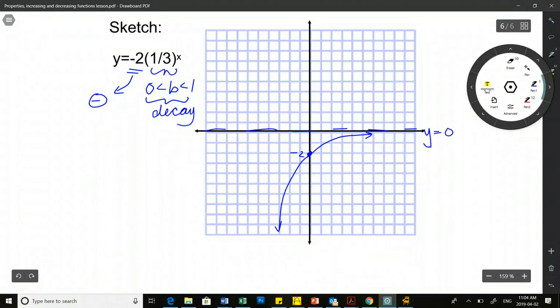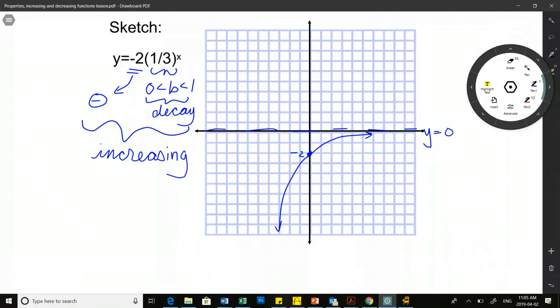Okay, so what happens when I have a negative a value and a decay? It gets flipped and it becomes an increasing graph. So it's increasing below the asymptote.